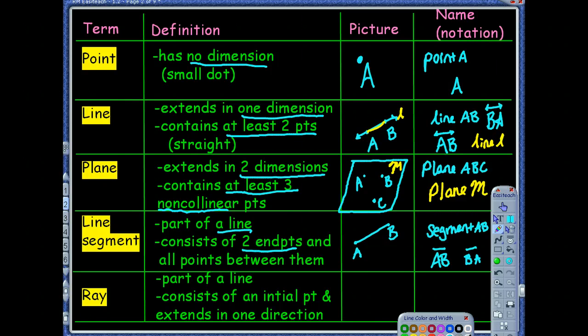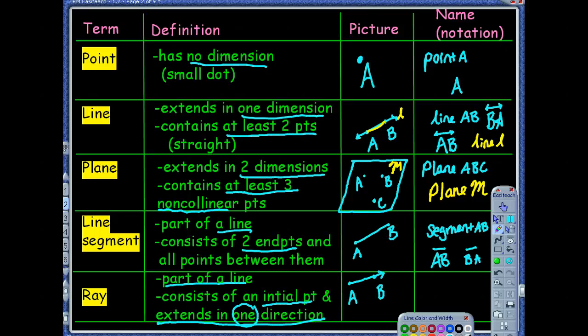Okay. Ray, the last term that we have on here, is also part of a line, so it's going to have characteristics of a line and a line segment. But the big difference is that it contains an initial point, kind of your starting point, and it extends in 1 direction. Instead of extending in both directions like a line, or having 2 endpoints like a line segment, it's going to have an initial point, and then it has to go through another point. So you're going to see at least 2 points on there to show what direction it goes.